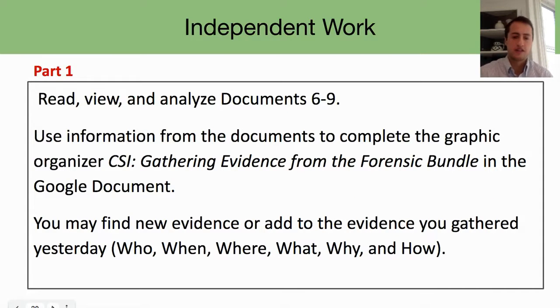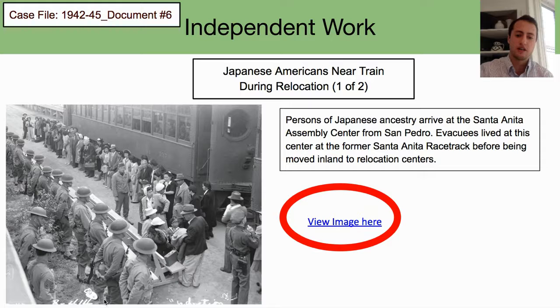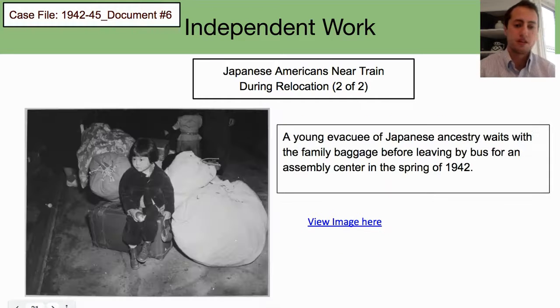And this is just your directions. Have them look at documents 6 through 9. Okay, so again, I'm not going to go through the documents in detail. I do that in the next video. But students are using these documents to, again, figure out the who, what, where, when, why, and how of Japanese internment, of the crime of Japanese internment. And the link here does provide them with a larger zoomed-in link.